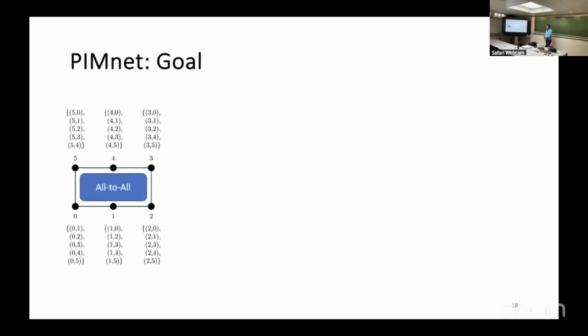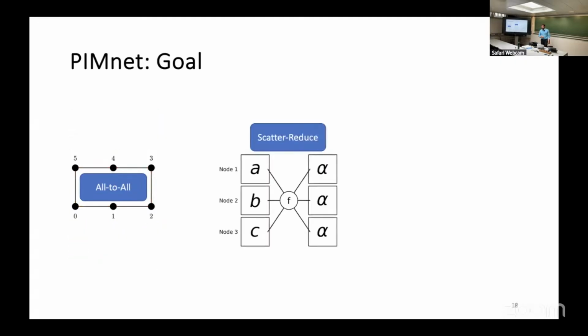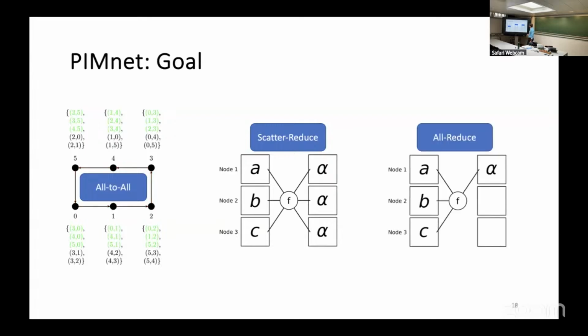So the goal here is there are going to be 3 different types of communication protocols. You have the all-to-all, which is essentially, in this specific example, 6 different memory points, which each have data that each other require, and you have to share them amongst each other. Another example is scatter reduce, where you have 3 different data points that have to be used in the function and then outputted to these same nodes again, and all reduce, where you have a similar thing but only to 1 node. This is a lot of data transfers within the memory itself.